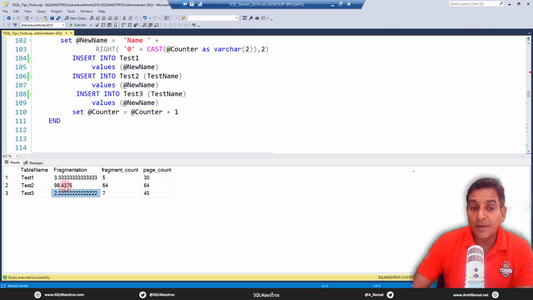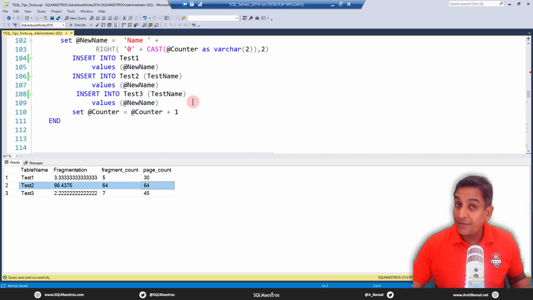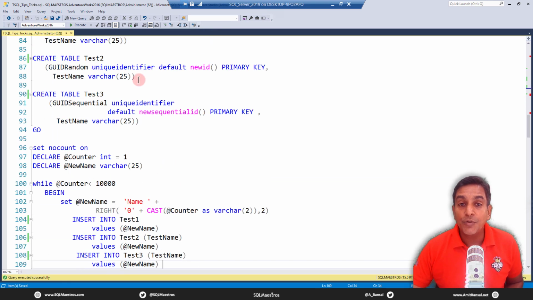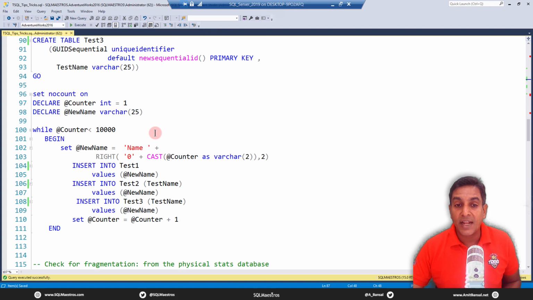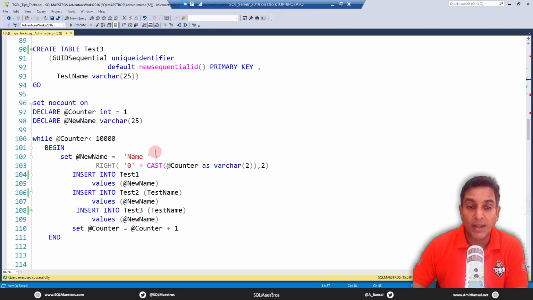And not just the fragmentation. If you look at the page count also, this will give you some sense of what's going on with the storage. You have 30 pages for test 1, 64 pages for test 2, and for test 3 you have 45 pages. So more IO with test 2. If you really want GUIDs as your primary key, and if that's your design and solves your purpose, then look at NEWSEQUENTIALID instead of NEWID. That's the technique, the tip, the trick for the sequential ID requirement.